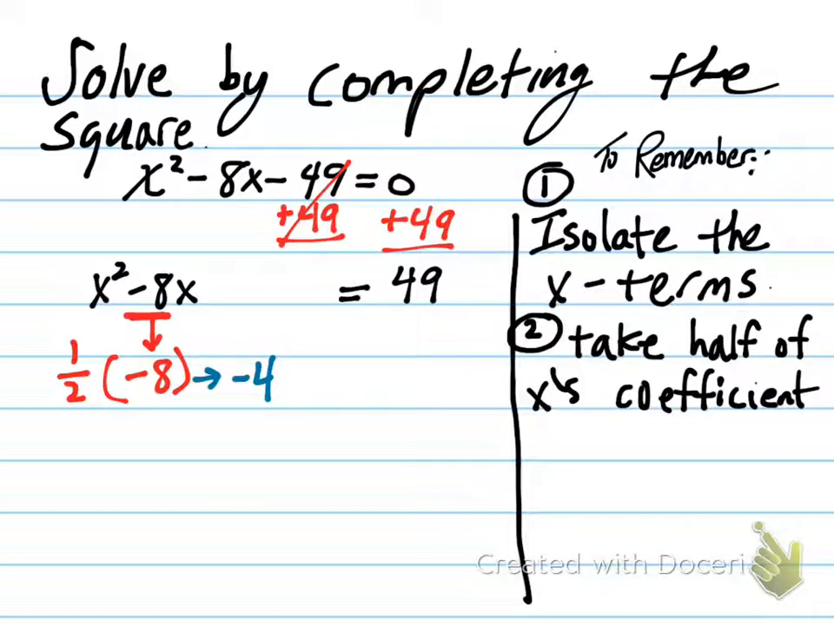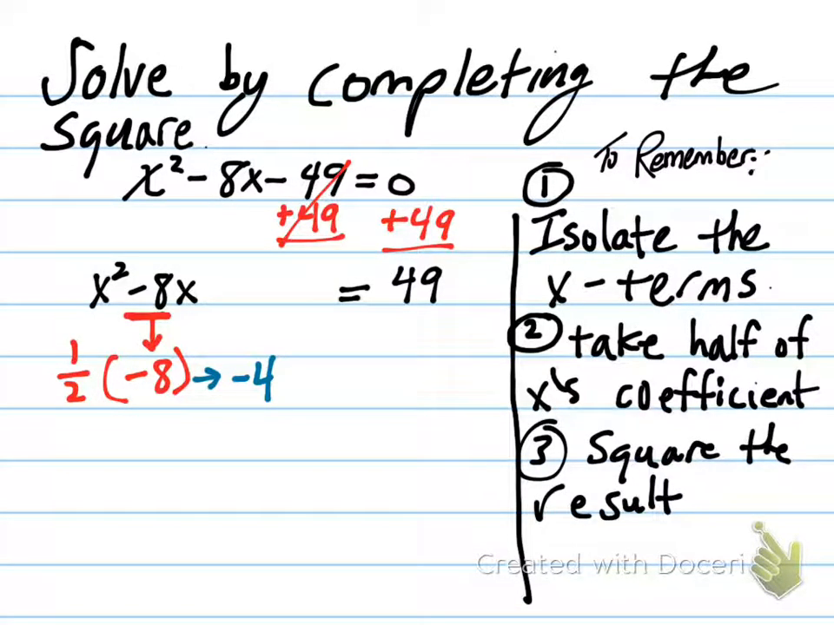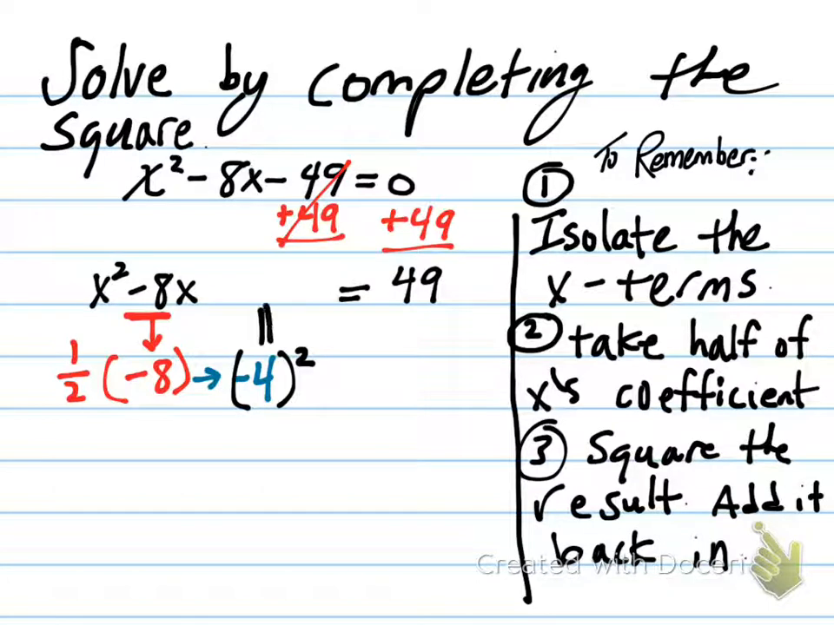Step 3 says square the result and then add it back in. Square the result and add it back in. Well, what's the result? This new -4 was just created from -8. We're now going to take that result and square it. What is -4 squared? Well, -4 times -4, a negative times a negative is a positive. 4 times 4 is 16.